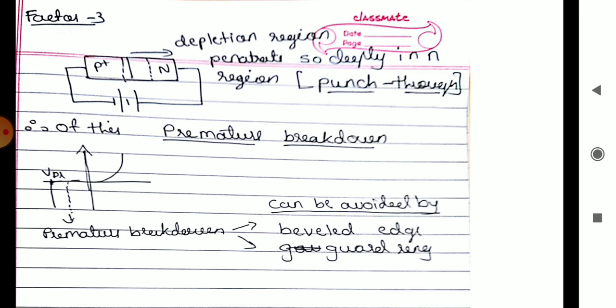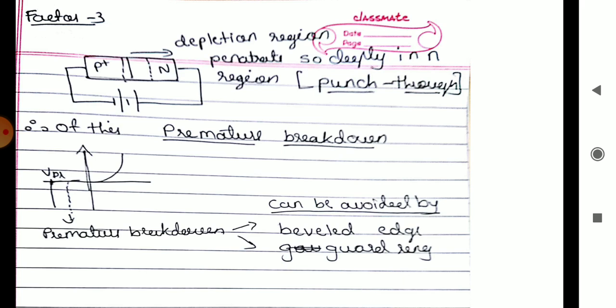So the third factor is again the doping concentration. Because of the doping concentration, we will be having a punch through effect, and because of this punch through effect, what happens? A premature breakdown. How can we avoid this premature breakdown? By a beveled edge, and the second one is by a guard ring.